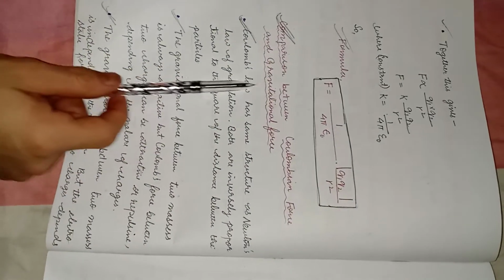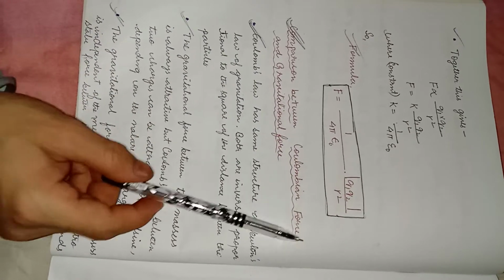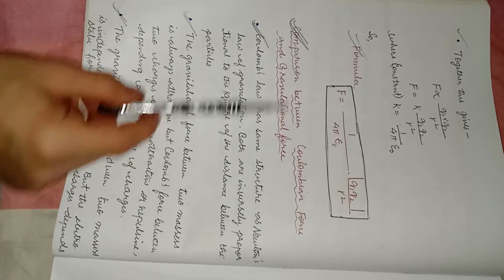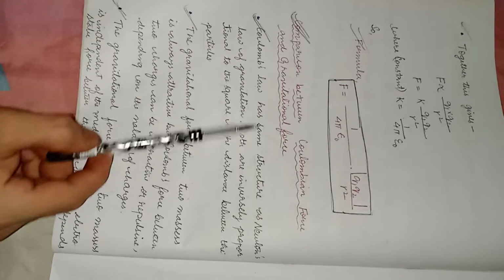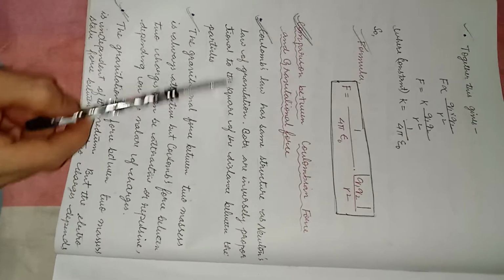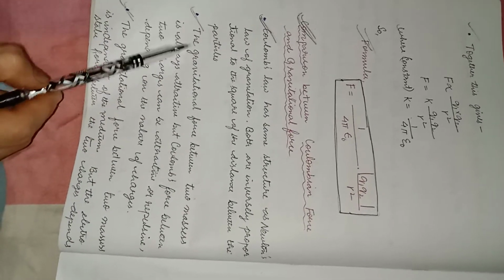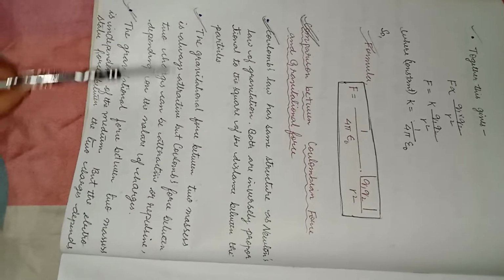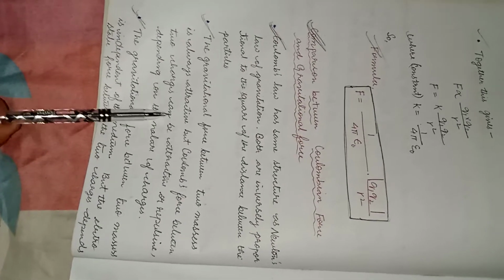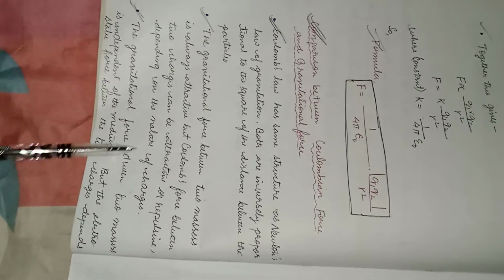So now the next topic is the comparison between Coulombian force and gravitational force. This question came for 1 mark in the last exam, so this one is important. Coulomb's law has the same structure as Newton's law of gravitation. Both are inversely proportional to the square of the distance between the particles. The gravitational force between two masses is always attractive, but Coulomb's force can be attractive or repulsive depending upon the nature of charges.